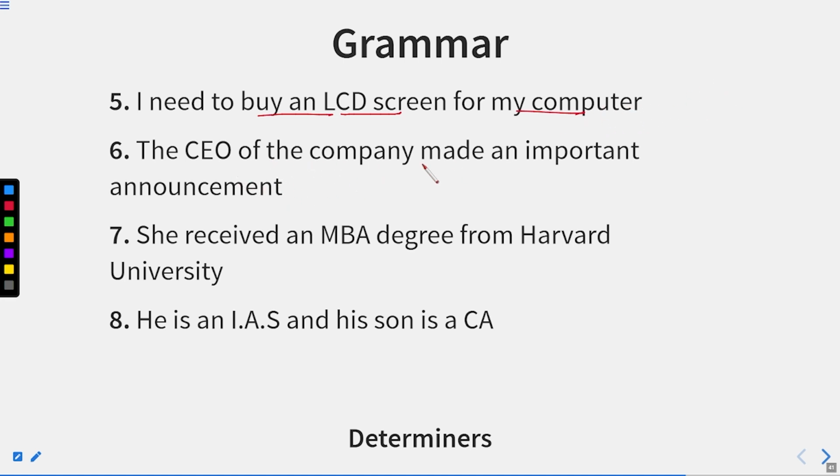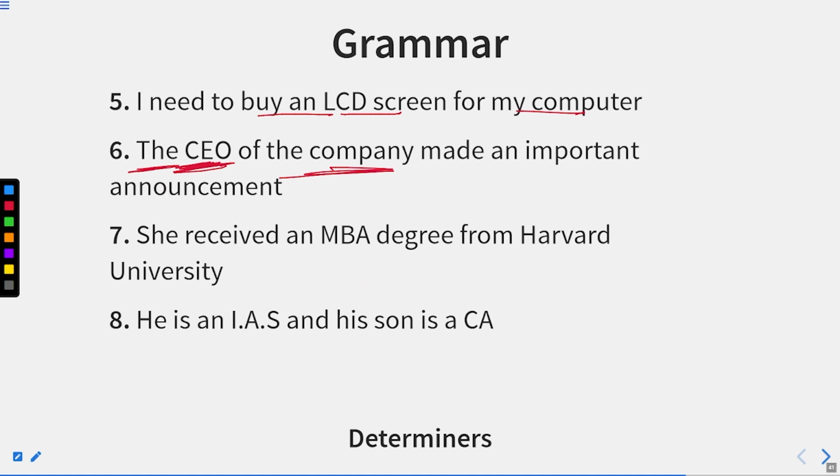The CEO of the company made an important announcement. So the CEO, because I'm talking about the CEO of the particular company, therefore, I'm using the. But if I say a CEO should not disclose the secrets of his company, so there a CEO will be used, because here CEO is used in a general sense only. We are talking about any CEO.